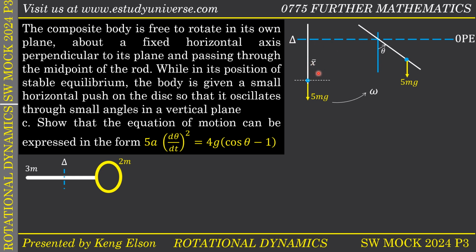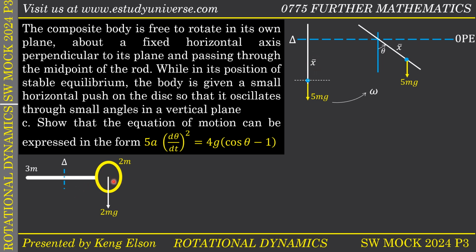We are going to find the value of x bar. How do we then get the value of x bar? First of all, we are going to consider moments. To get the value of x bar, that's the distance from the center of mass of the system to the line of zero potential energy. We call that distance x bar, and we are going to use moments.